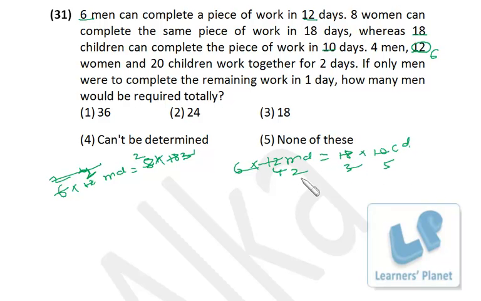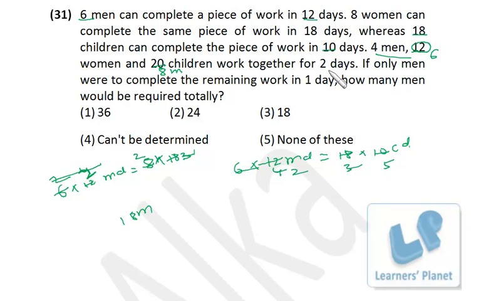So 5 children are equal to 2 men. That means 20 children will be equal to 8 men. So in all, 4 plus 6, 10, 10 and 8, 18 men are there. Okay. 18 men have worked for this, this is actually the volume. This is equivalent to 4 men, 12 women and 20 children. The workforce is equal to 18 men.